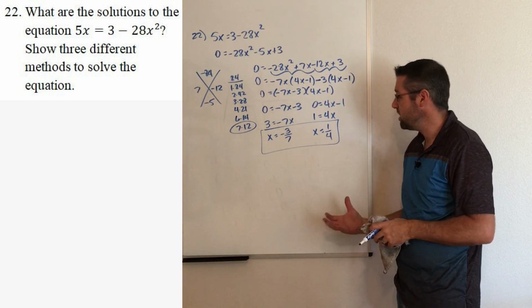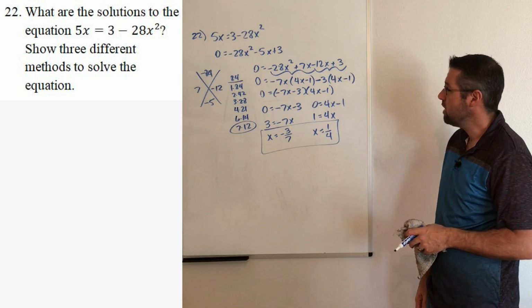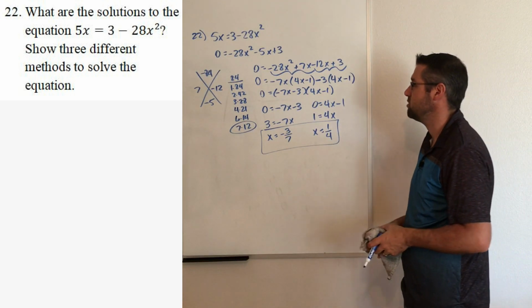We could do the quadratic formula. We should get the same two answers. And then we can do completing the square. We should get the same two answers.